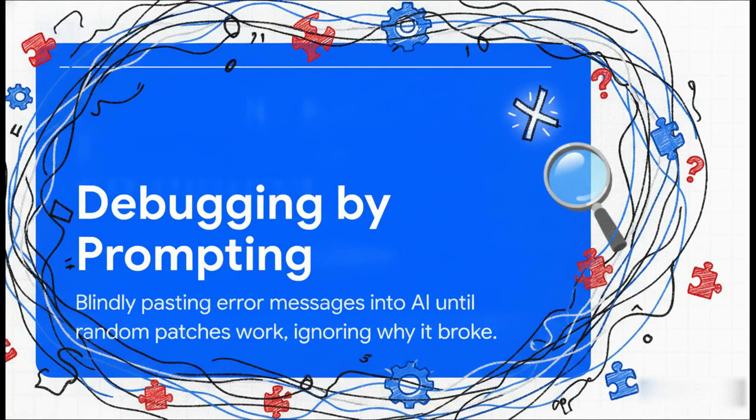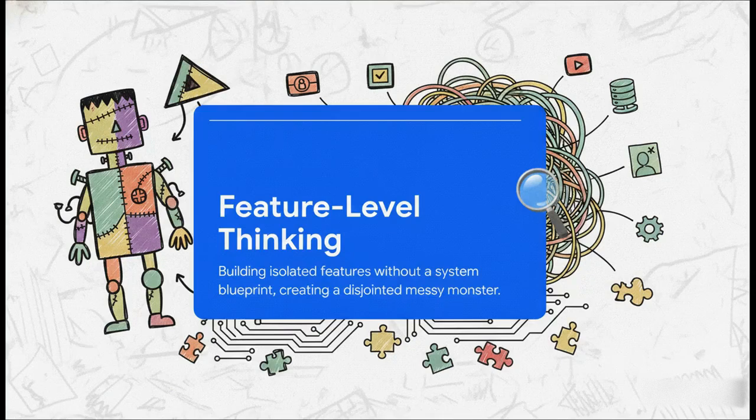Then there's trap number 2, debugging by prompting. Oh man, we have all been tempted by this. Your code throws a massive error, and instead of rolling up your sleeves, reading the stack trace, or firing up a debugger, you just copy-paste the error right back into Claude or ChatGPT. You enter this frantic blind loop of trying random AI-suggested patches until something magically works. The real danger? You fix the bug without ever understanding why it broke in the first place, leaving the underlying architectural flaws totally untouched.